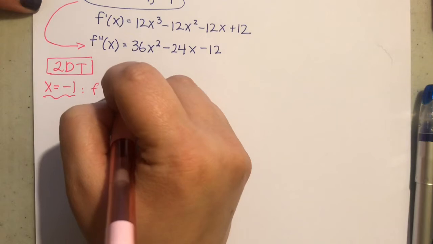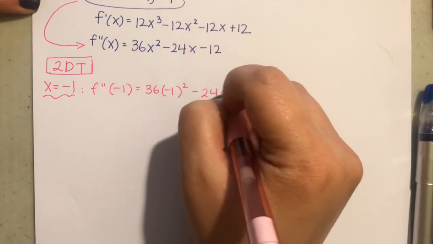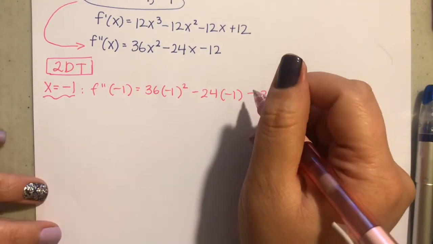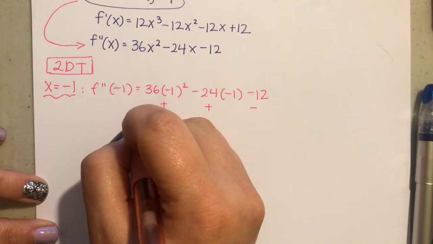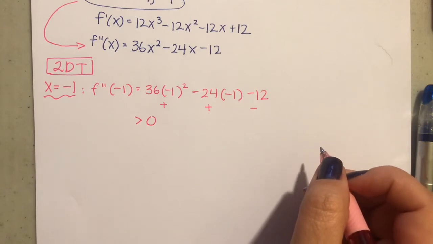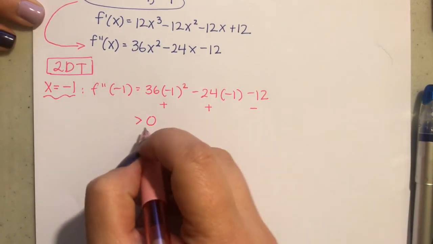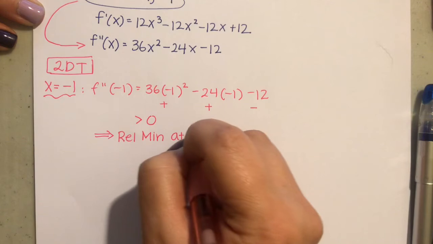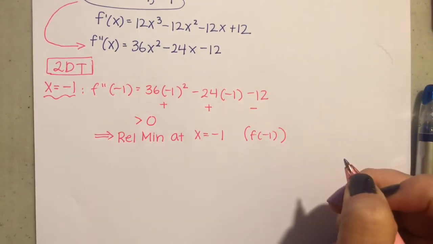So f double prime of negative 1 is 36 times negative 1 squared minus 24 times negative 1 minus 12. And again, we are only interested in whether this is a positive or a negative value. Well, this is positive, negative. Those two are definitely larger, so this is greater than 0. Okay? If you remember, this is a backwards rule. Because this second derivative is positive, that actually means we have a relative minimum at x is equal to negative 1. And you can actually plug in f of negative 1 if you'd like. I'll leave that up to you.